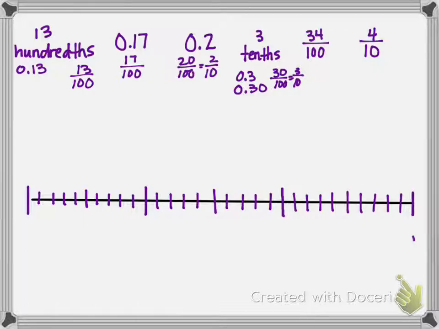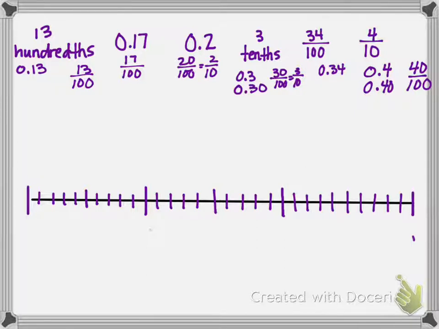Then we have 34 hundredths. All we have to do is write that in decimal form. And then we have 4 tenths. We will go ahead and write that in decimal form, in tenths, in hundredths, and then in fraction form, 40 hundredths. So many different ways you can write these fractions.